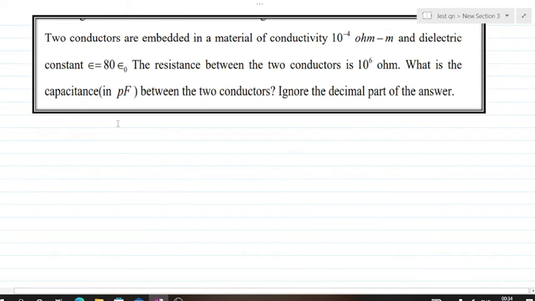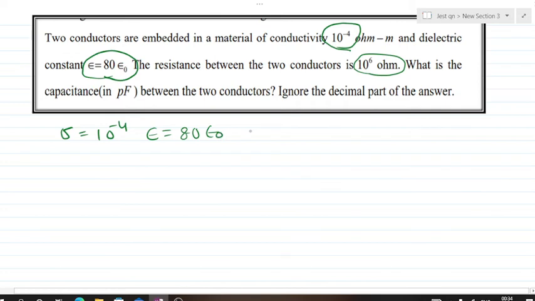Here is our next question. Two conductors are embedded in a material whose conductivity is 10 power minus 4 and dielectric constant 80 epsilon naught. The resistance between the two conductors is 10 power 6 ohm. What is the capacitance between the two conductors?